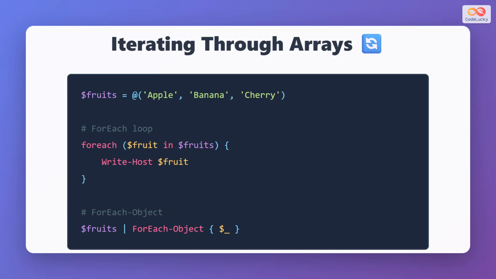There are multiple ways to loop through array elements in PowerShell. The most common is the foreach loop. We write foreach, then a variable name like $fruit, the word in, and our array $fruits, followed by curly braces. Inside the braces, we can perform actions on each item, like using Write-Host to display it. Another approach is using the ForEach-Object cmdlet with the pipeline. We pipe our fruits array to ForEach-Object and use $_ to reference the current item. The foreach loop is typically faster for simple iterations, while ForEach-Object is more flexible when you need to transform data or use it in a pipeline.